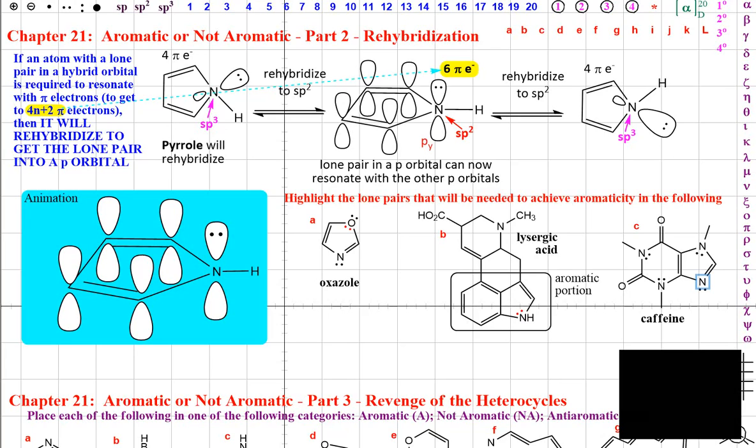This nitrogen's already resonating, so you cannot use this lone pair. You're going to require this one, and this one to get up to 10 pi electrons. Counting the 10 pi electrons, we have the lone pair for 2, lone pair for 2 more up to 4, pi bond 6, lone pair 8, pi bond 10.